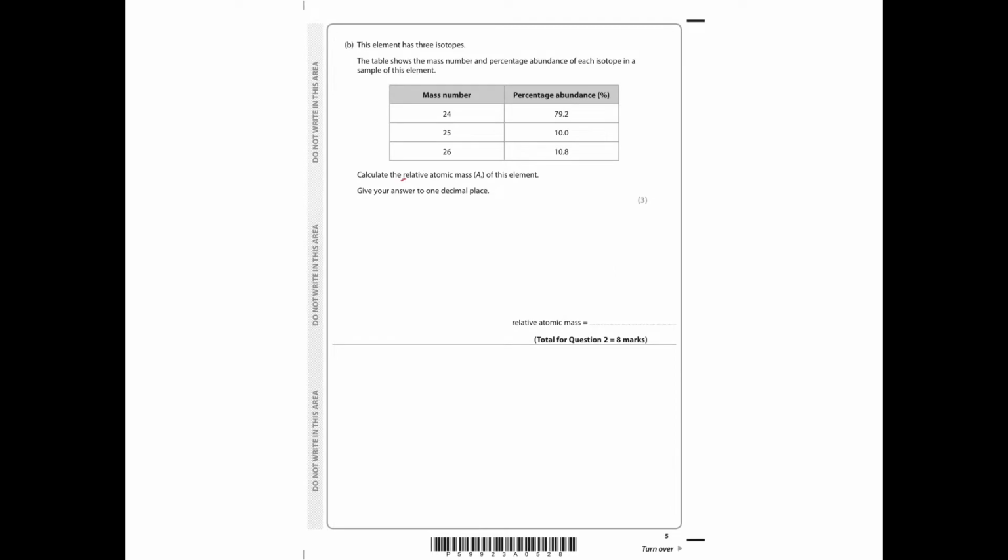Part B is asking you to calculate the relative atomic mass of this element. That means you are calculating the average mass of each isotope of this element. In order to do this, you multiply the percentage abundance by the corresponding mass number and you add these amounts together. As you can see from this calculation, that leaves me with 79.2 times 24 added to 10, which is my abundance of the mass number 25, and I add that again to 10.8 times 26.